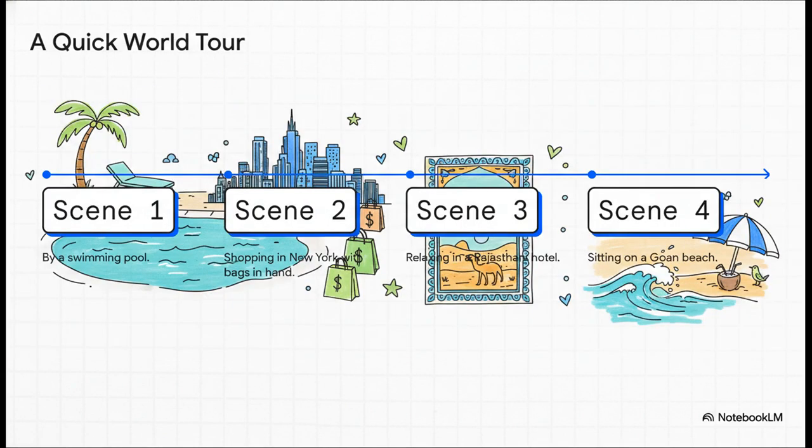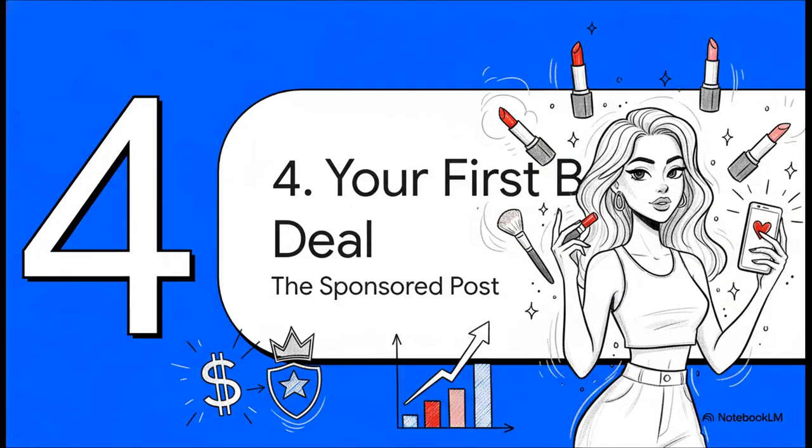And to prove it works, we sent our new influencer on a little world tour. We used that same locked seed, but just changed the prompt for the background. And look at this. Here she is by a swimming pool. Now she's shopping in New York, relaxing in a hotel in Rajasthan, and now on a beach in Goa. The face? Perfectly consistent. The scenes? Completely different. It's incredible. And this right here, this is what shows the real commercial power of what we've just built. A consistent character is a brandable asset.